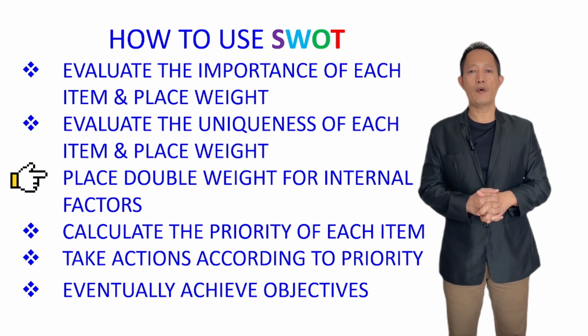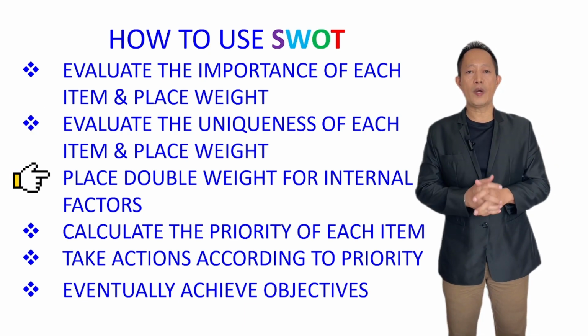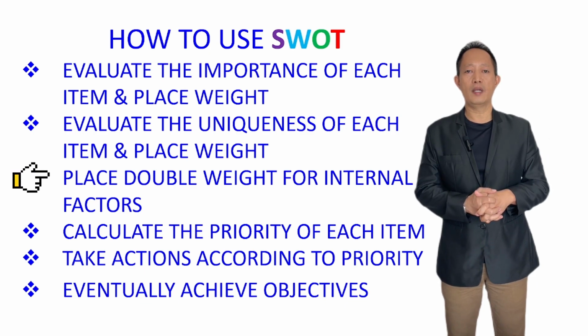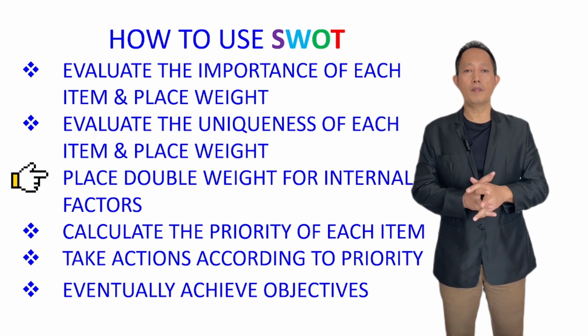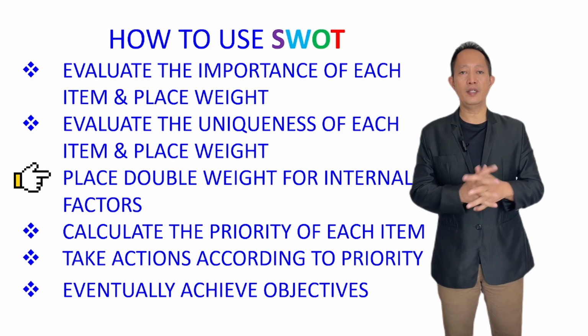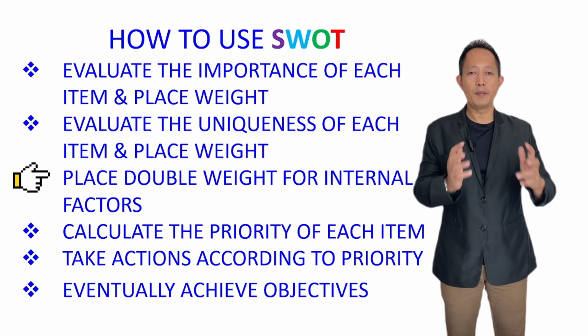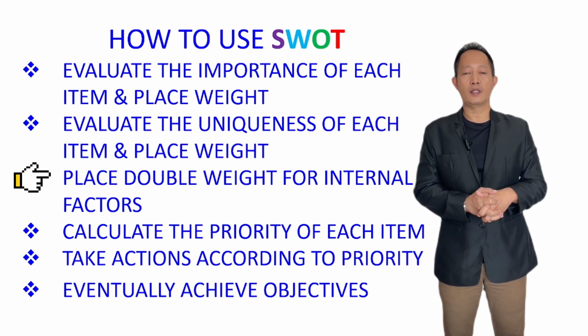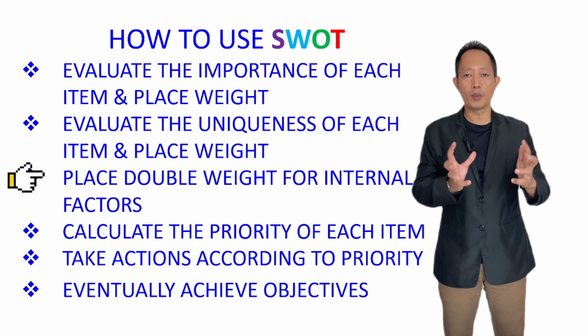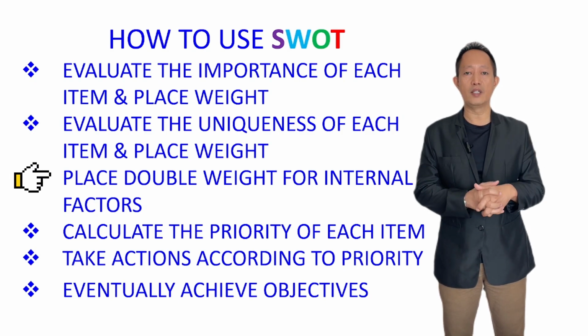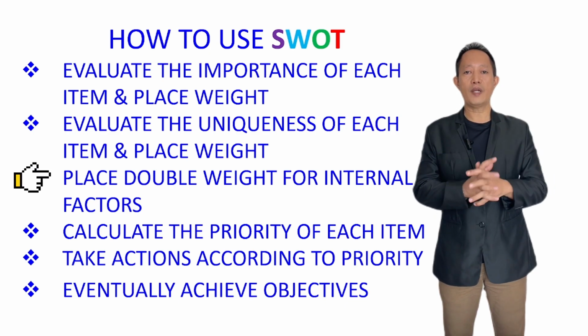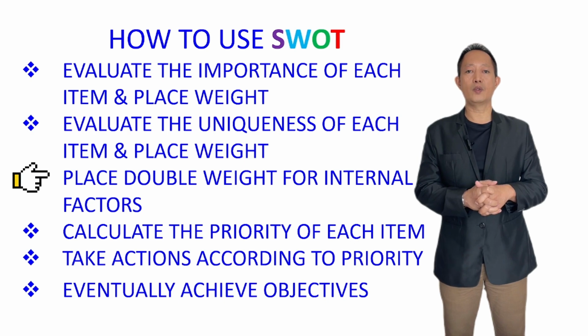Place double weight for internal factors. We count twice. We have internal and external, right? Internal means strengths and weaknesses. External means opportunities and threats. We place twice bigger weight for internal factors, which means strengths and weaknesses. Why do we need to put more weight on internal? Because it is within our control, right? External factors usually we cannot do anything.